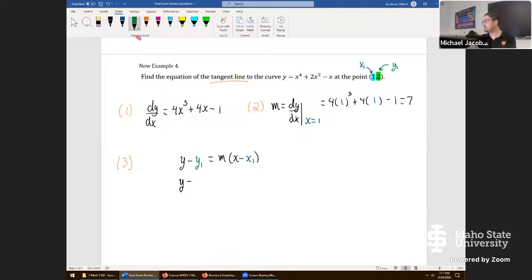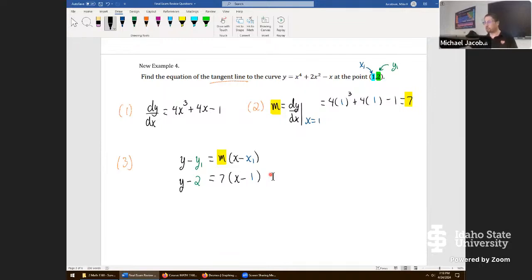So this will go y minus 2 for y1 equals the slope m, which we found to be the value 7, multiplying x minus the value 1. So we have a tangent line equation. It's pretty much just that. If you stopped here, I don't think I would be too opposed. WebAssign would have always complained, wanting you to solve for y. And I did encourage you to do that, but these exams are timed, and that's the right answer. So you're okay to stop there.